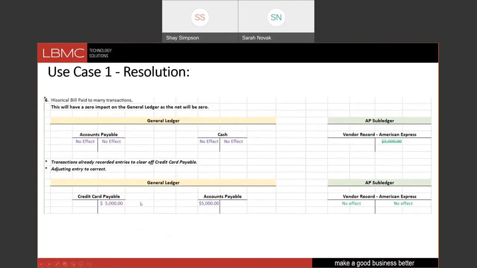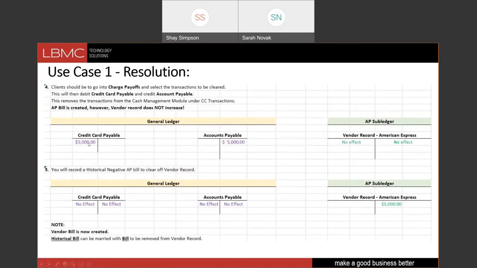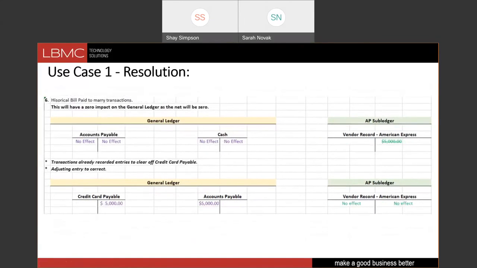So I had to do an adjusting journal entry. Obviously, this client had, on their GL accounts, the box checked for not allowing direct posting to accounts payable. So we had to uncheck that box. And then we had to go in and do a manual journal entry that credited the credit card payable and debited accounts payable. So that cleared that off from when we created that charge payoff.